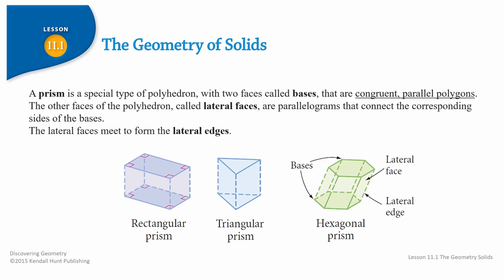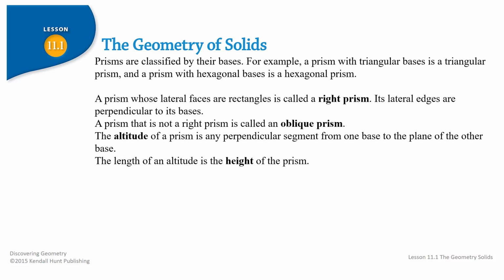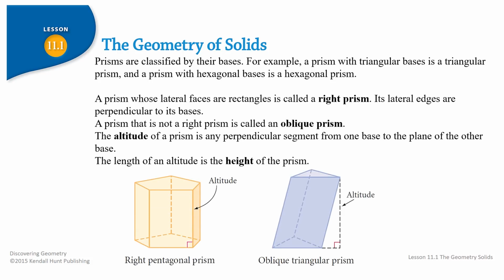Now, all those lateral faces, when they meet together, all those dotted lines that you see, and there's a couple of solid lines, those are what we call the lateral edges. We use for lateral edges 2 letters. For all the bases, we'll use how many letters there are for those. So just make sure to keep that in mind. Now, a prism where it's rectangles and it goes straight up and down, it's called a right prism.